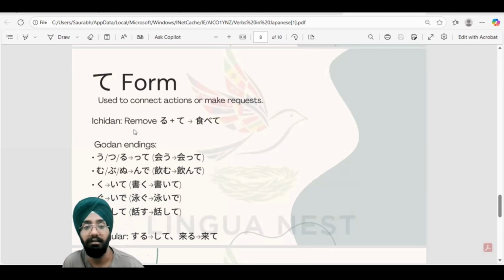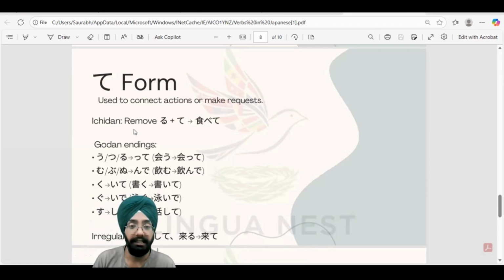The next group is the verbs ending with ku. We remove the ku and add ite. Kaku, kaite. Then verbs ending with gu are added with ide. Oyogu, oyoide. Oyogu means to swim. Add the ide sound.